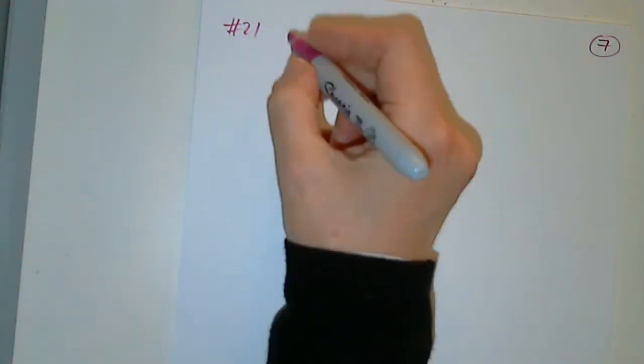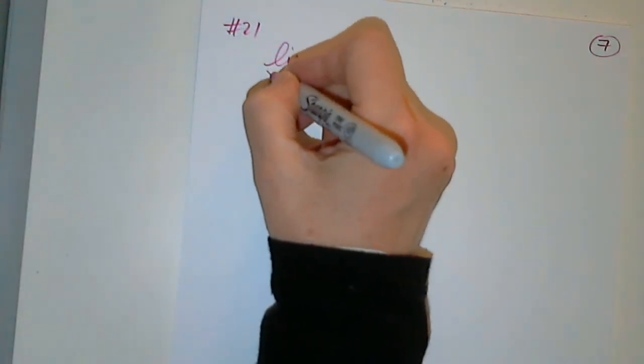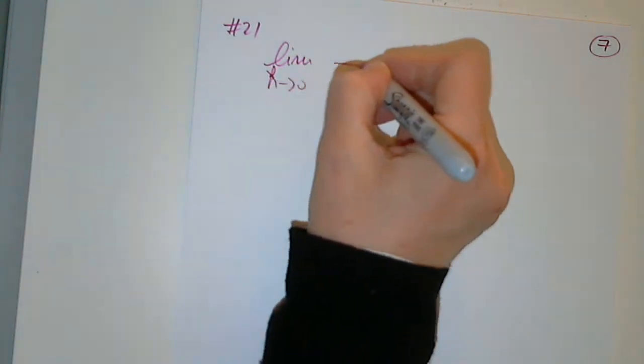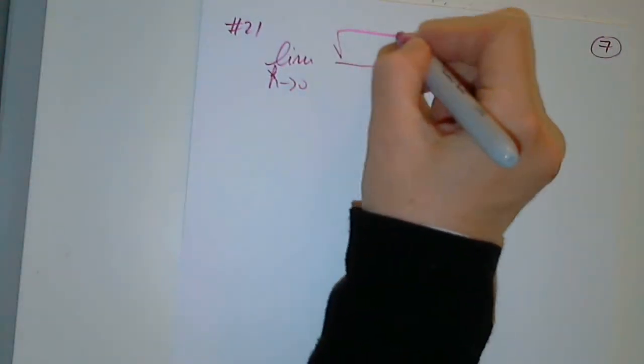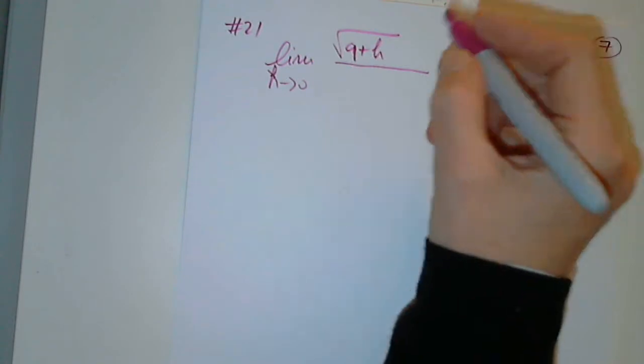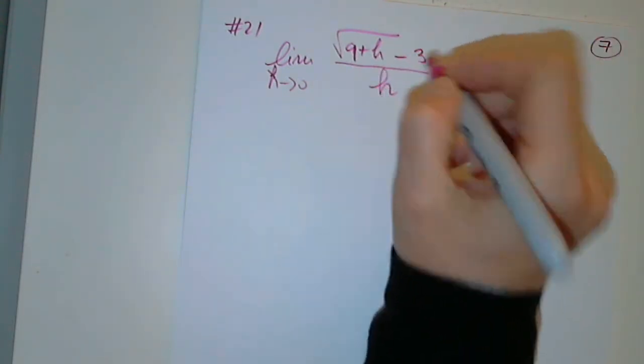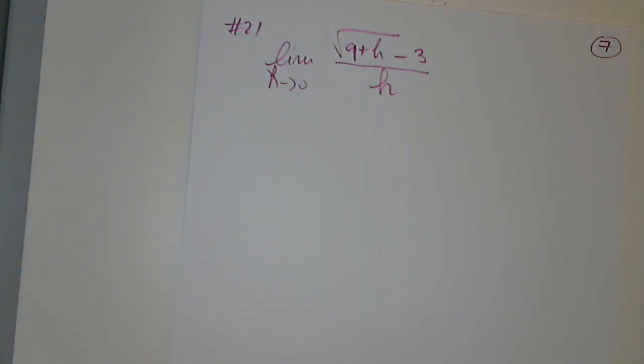So we have the limit as h approaches 0 of the square root of 9 plus h, minus 3, divided by h. We're asked to find the limit. What is our first thought? What is the first thing we need to do? Always, when we're asked to determine a limit. Always.